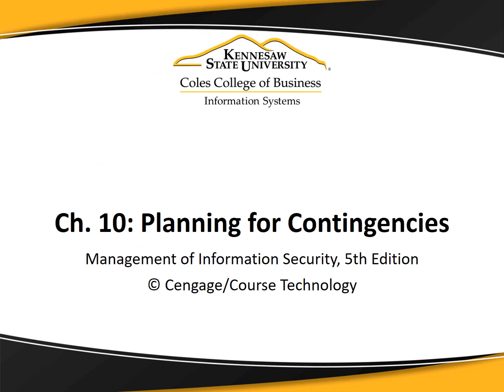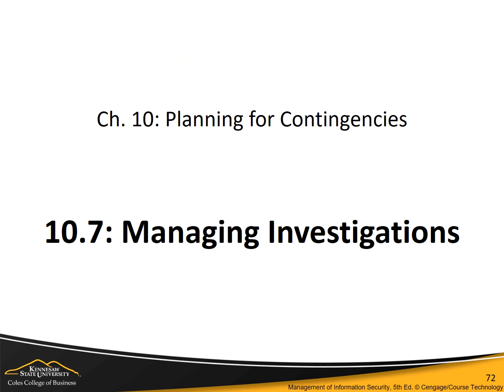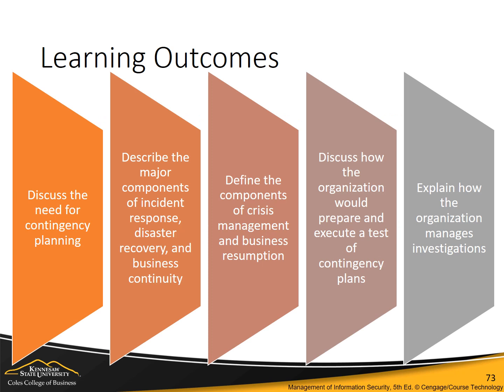We finished Chapter 10, Planning for Contingencies. This is Section 7, Managing Investigations. The final learning outcome is discussed in this section. Explain how the organization manages investigations.